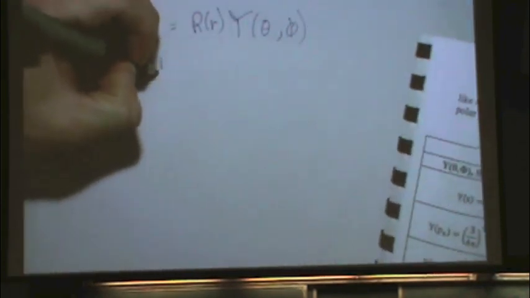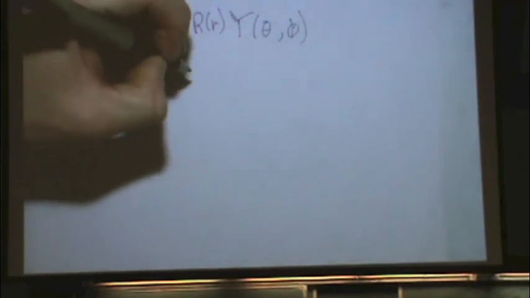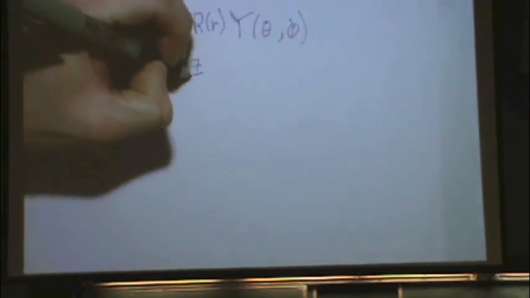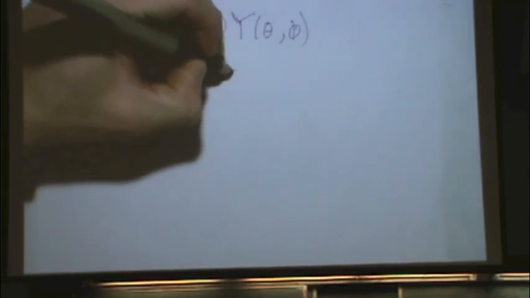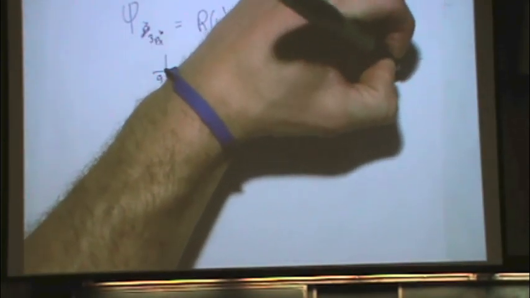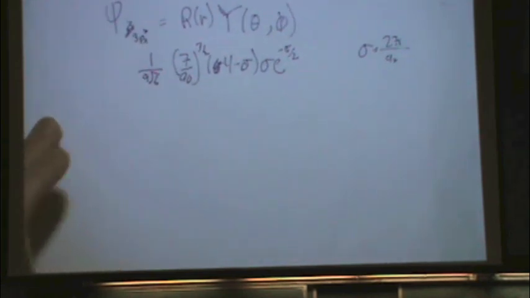That would be 1, 9 over 6, d over a naught, 3 halves, 4 minus sigma, sigma times e to the negative sigma over 2. And we know that sigma is equal to 2zr over a naught. So this is a very complicated equation, so you shouldn't be expected to memorize it, but you do need to know where it comes from and how it's used.